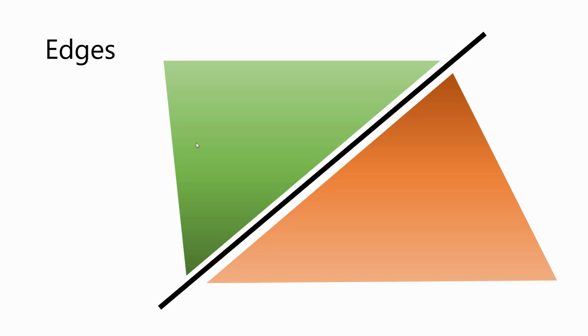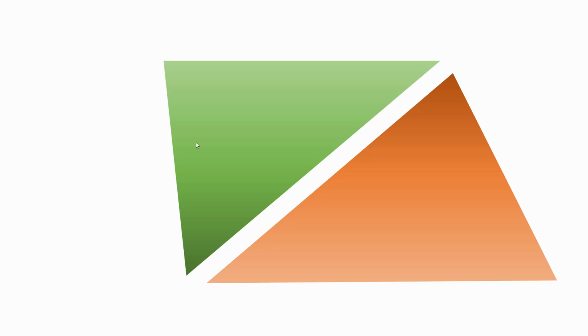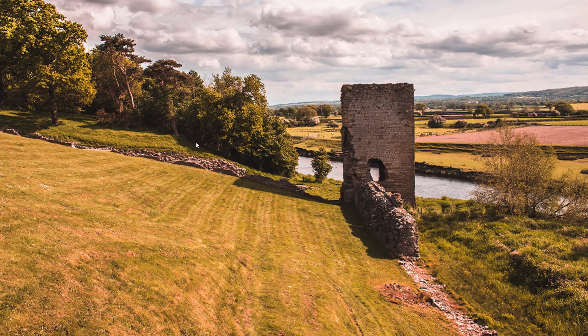So edges delineate one space from another. These could be paths. They very well could be a path through a space, but they could also be fences. It could be walls, and the idea is that an edge divides one region from another. And that's the most important thing.